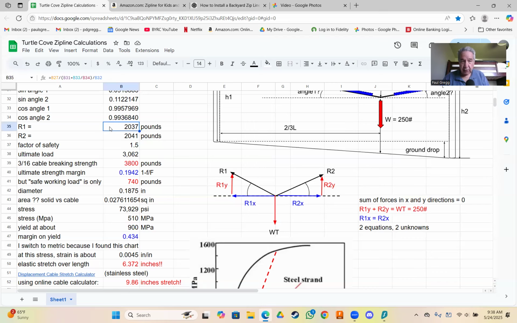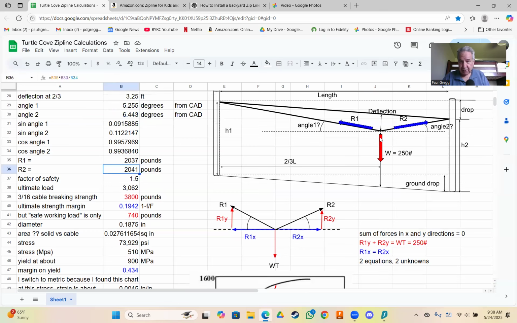And this is R1, 2,037 pounds. And this is R2. They're pretty equal. If this was in the middle, obviously, they would be equal, but they're fairly close to equal. Now, what engineers do is say, all right, I looked online and this cable breaking strength, this is the load at which the cable will snap, and that's determined by test, is 3,800 pounds, and I'm putting over 2,000 pounds in this cable. And that's a little, well, I'll talk about why that may be a little risky, but it's not really risky.